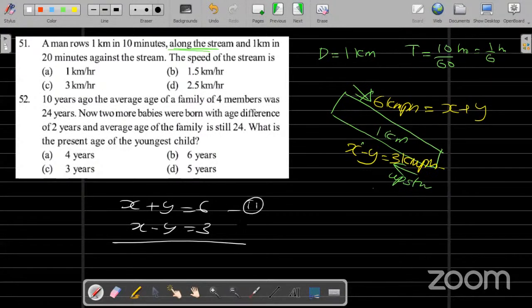Subtracting the second equation from the first equation, equation 1 minus equation 2, what I am getting is 2y equals 3, or y equals 1.5. So option B will be the answer to the question. 1.5 kilometer per hour.